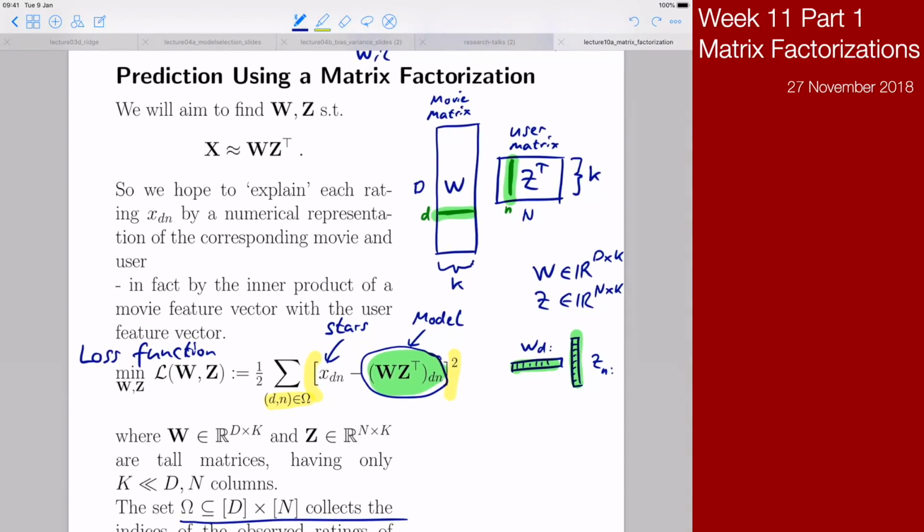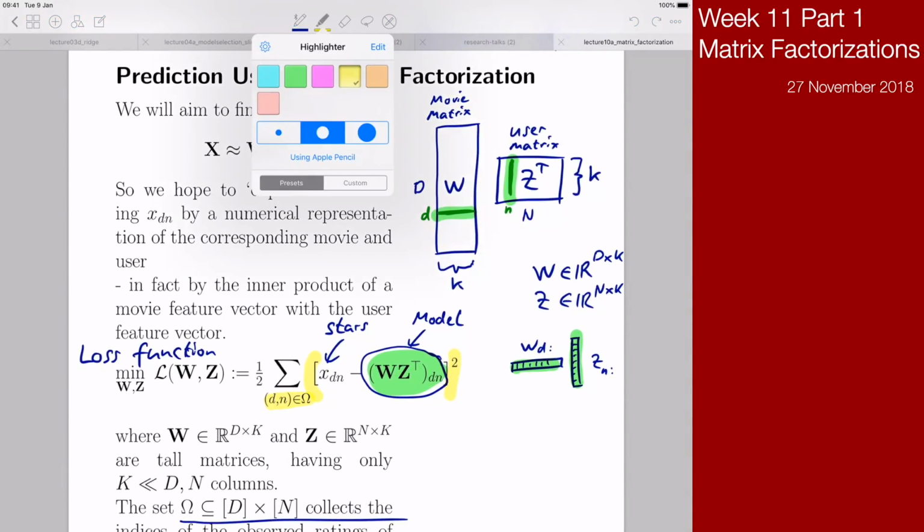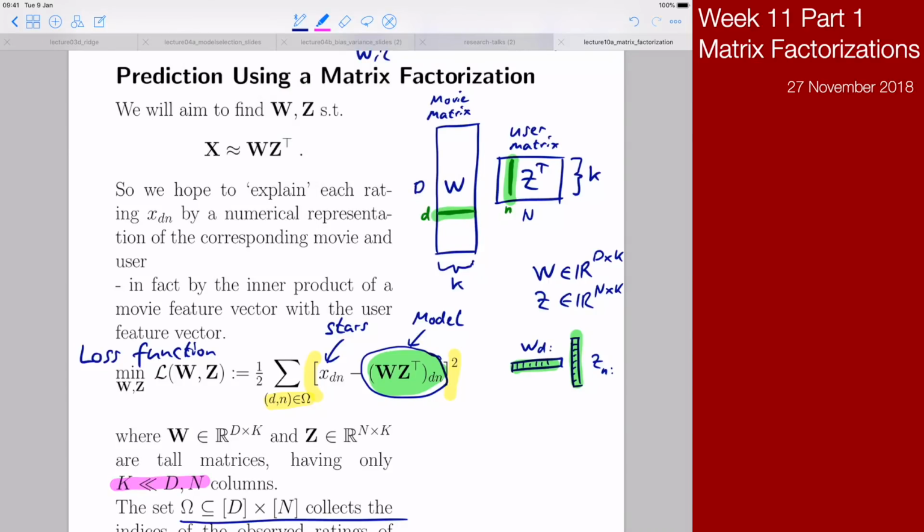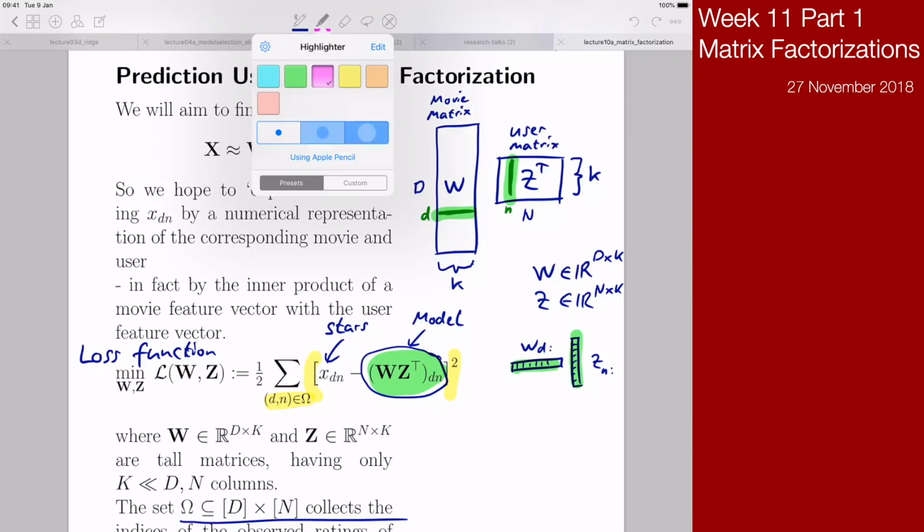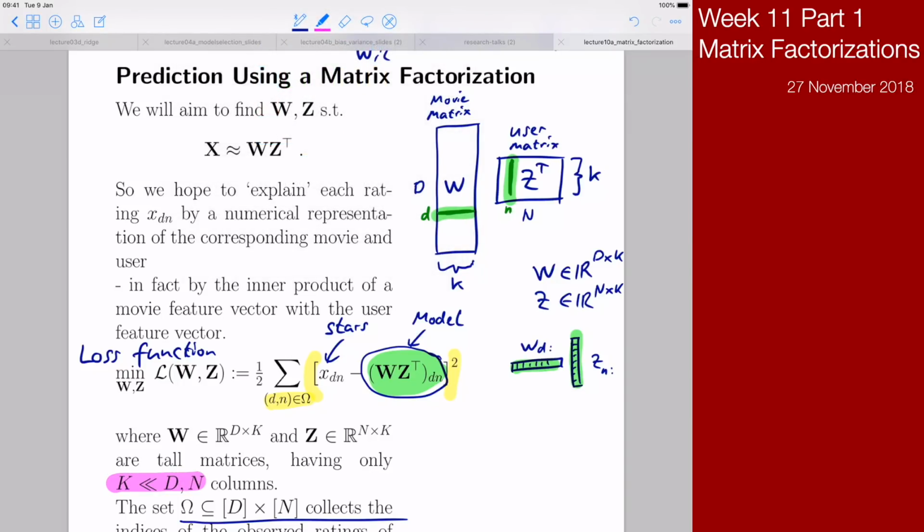So yeah, that's what I was talking about here. It's just to say, keep this in mind: K is much, much smaller than D and N.